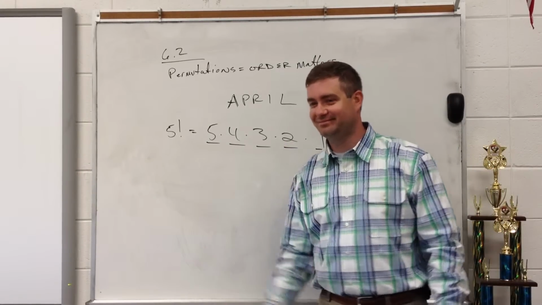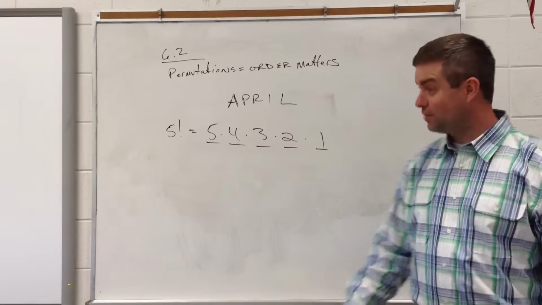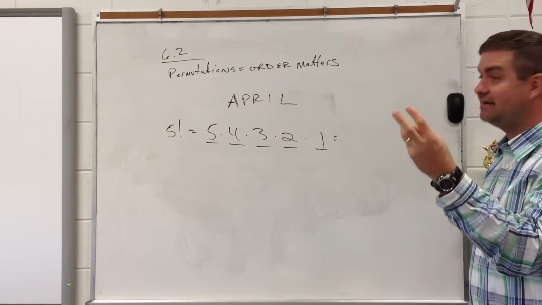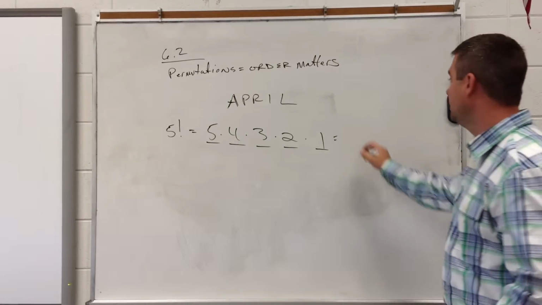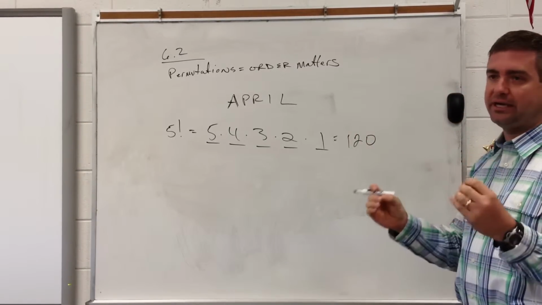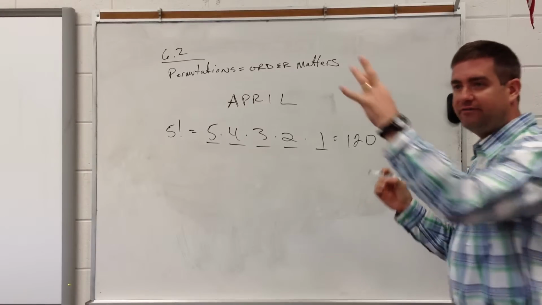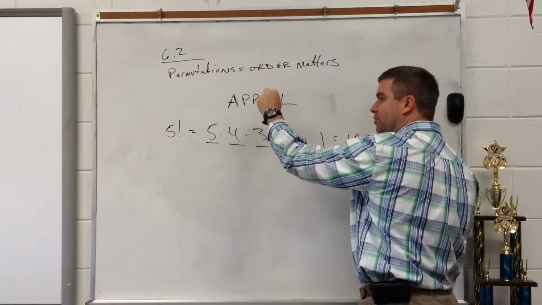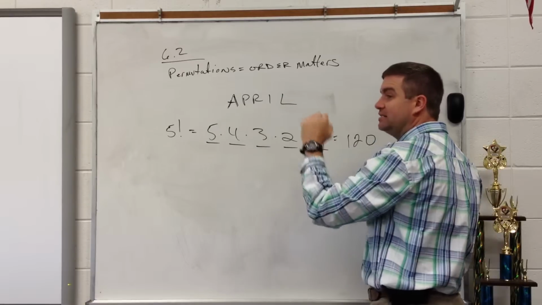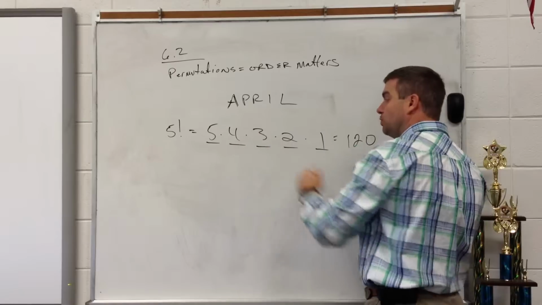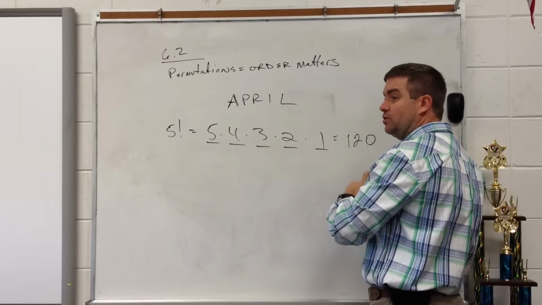So it's 120. That's right. If you do that on your calculator or in your head, 5 times 4 times 3 times 2 times 1, you get the answer, which is 120. You have 120 different ways of arranging the letters in the word April. You have 5 choices for the first slot, 4 choices for the second slot, and so on and so on.